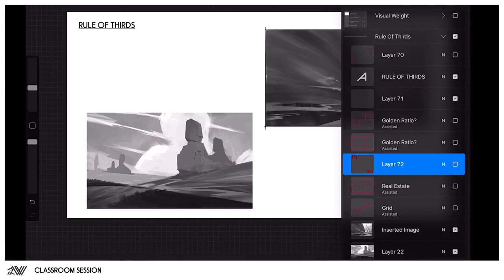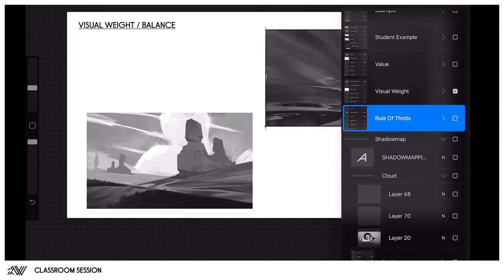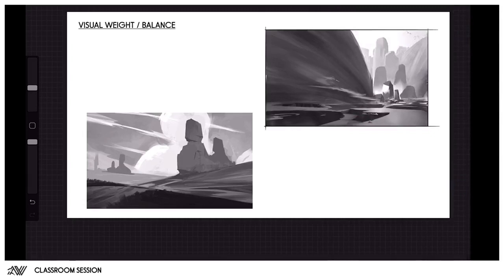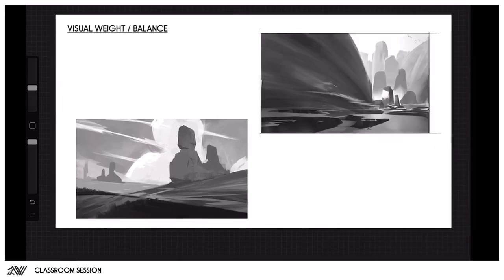All right, so that's it for the rule of thirds. Then moving on to visual weight. Did anyone have any questions on the rule of thirds, or was everything clear? Okay. Well, just tell me if I'm moving too fast, because sometimes I tend to. Okay, now going on to visual weight.